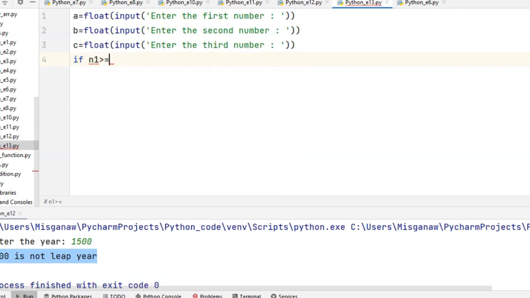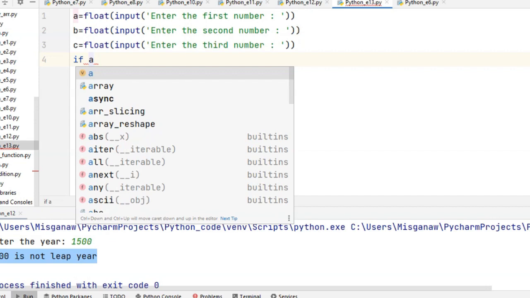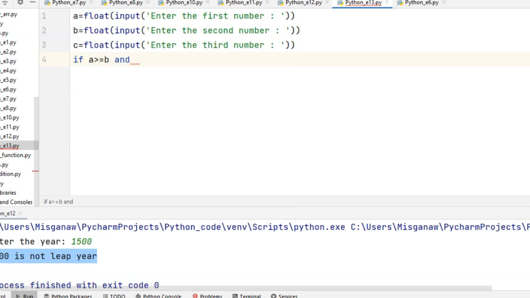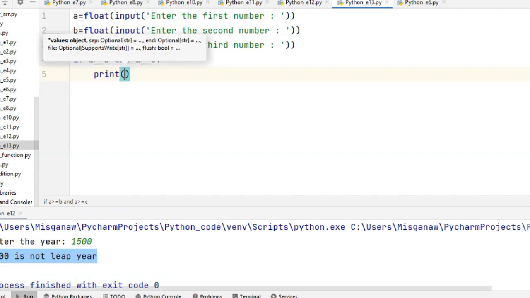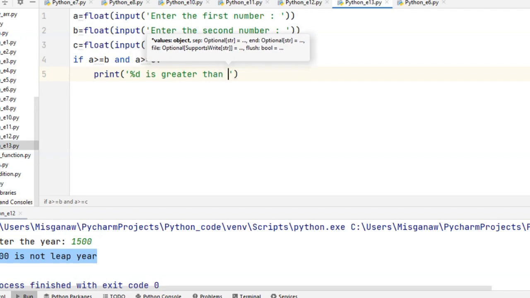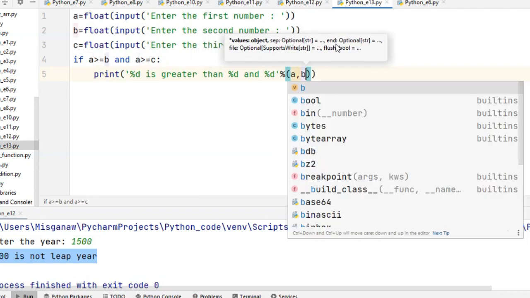Then if n1 greater than or equals to n2, n1, sorry, A greater than or equal to B, and A greater than or equal to C. Print, print A is greater than B and C.